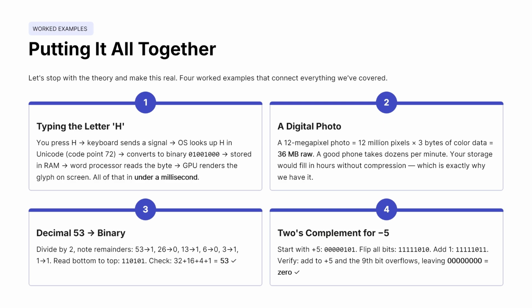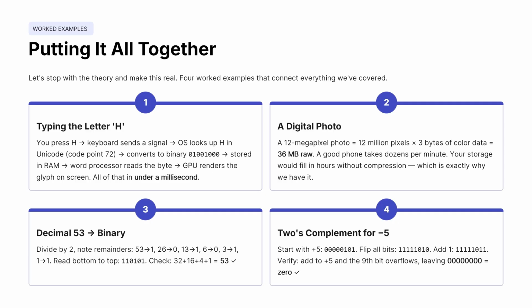Convert 72 to binary: 01001000. That 8-bit pattern gets stored in RAM. When your word processor needs to display it, it reads that byte, looks up the glyph for H in the font file, and your GPU renders the shape on screen. All of that happens in under a millisecond. On screen, animated diagram: keystroke to ASCII/Unicode, lookup to binary 01001000 to RAM to render to screen.